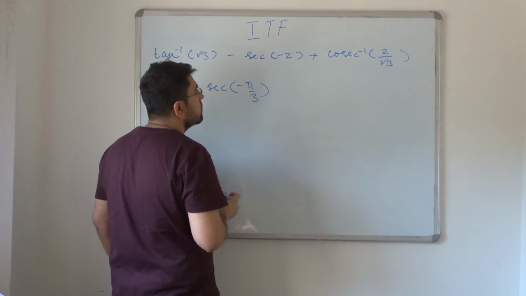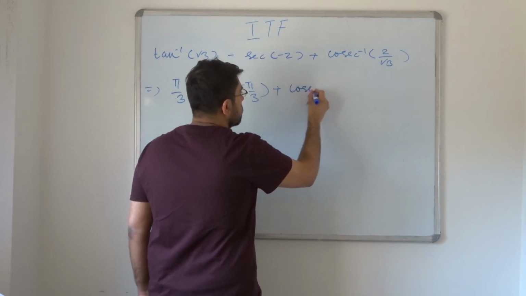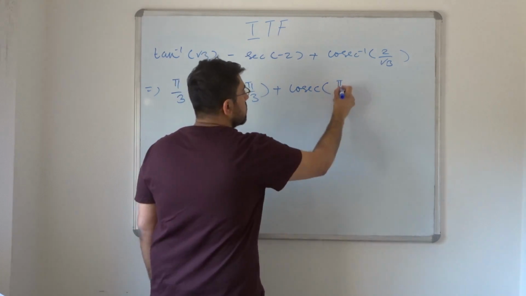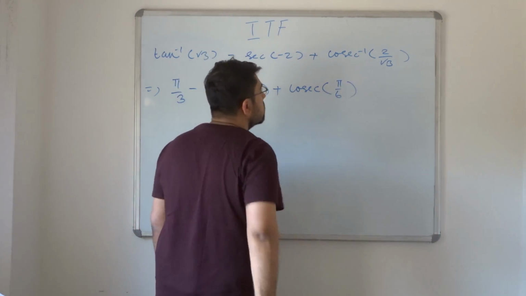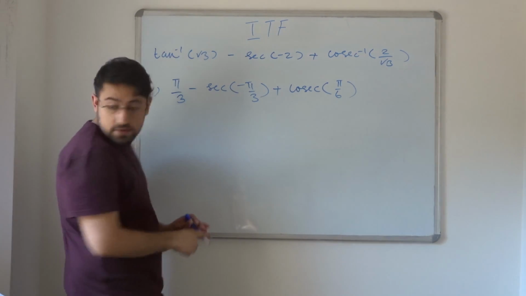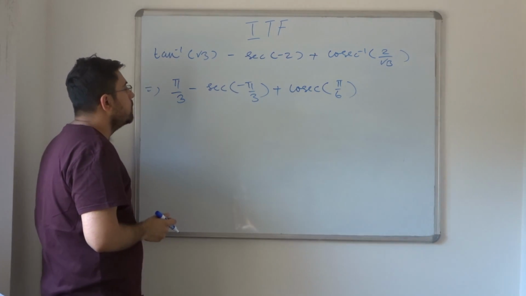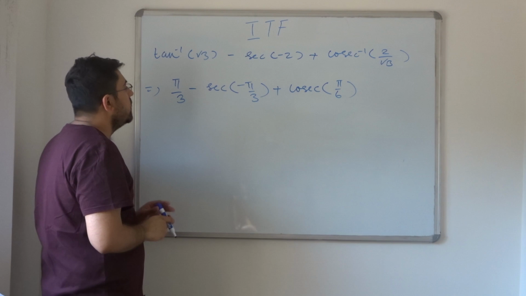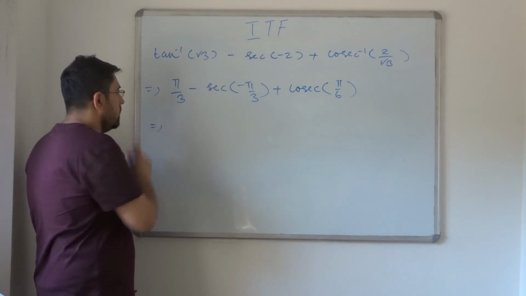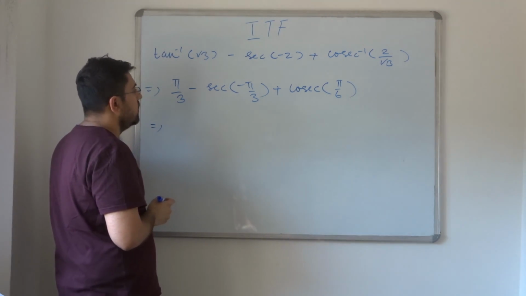Plus cosec how much? Pi by 6. Okay, it's pi by 6. Okay, let's just leave it like that. Pi by 6. Okay, so now we already know that we cannot have negatives lying around again. We cannot have negatives lying around.